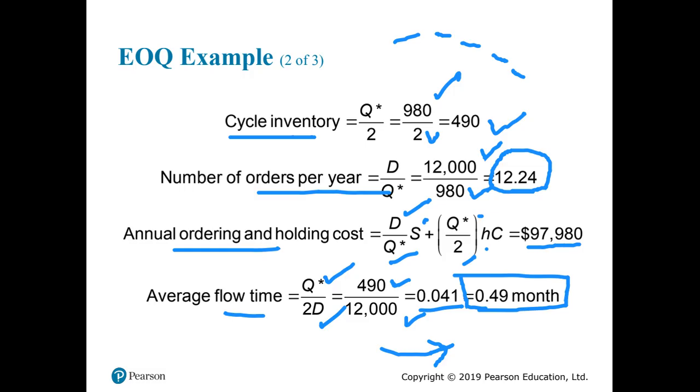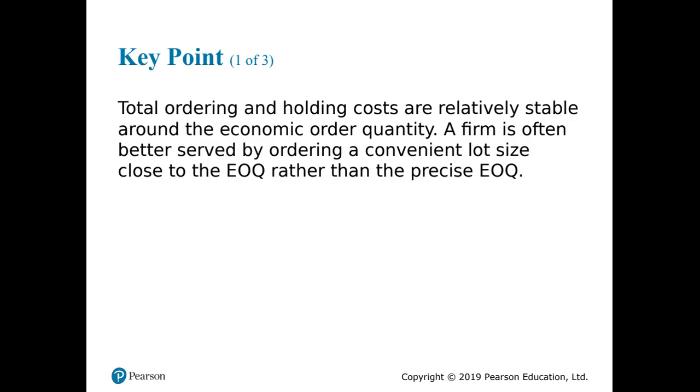Okay, the key points are: total ordering and holding costs are relatively stable around the economic order quantity. A firm is often better served by ordering a convenient lot size close to the economic order quantity rather than the precise economic order quantity.